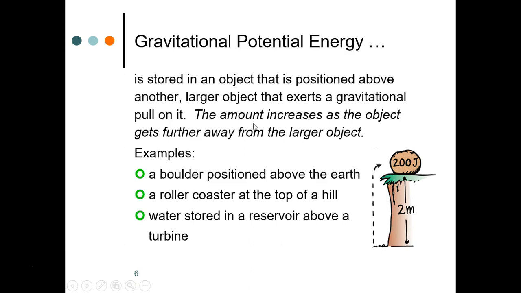The amount of energy stored in this gravitational potential mechanism increases as the object gets further and further away from the source of gravitational pull. For instance, the further this boulder gets from the surface of the Earth, the more gravitational potential energy that is stored in it. Let's move on.